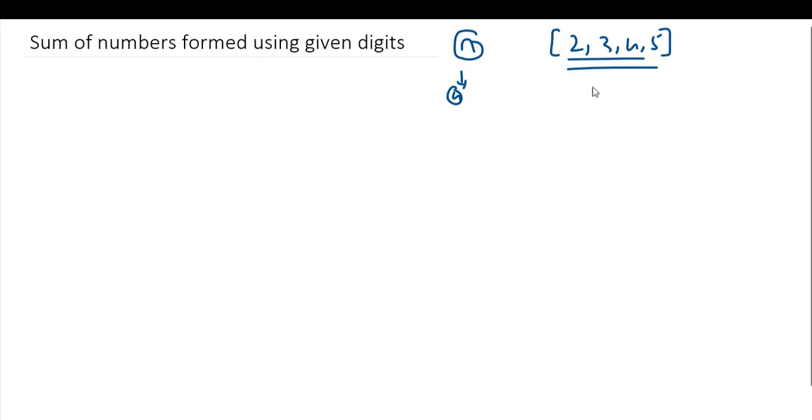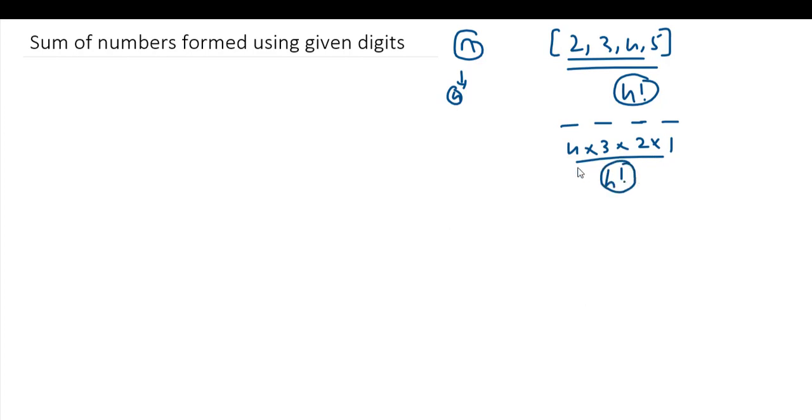Since there are 4 digits, these 4 digits need to be arranged in 4 places in order to form a 4-digit number. So this can be done in 4 factorial ways. How? For the first digit you will have 4 choices. You can take any of these 2, 3, 4, 5. Now if you have taken any one number here, for the next place you will be left with only 3 choices, and then for the next place you will be left with 2 choices, and then for the last place you will be left with only 1 choice. So the total number of numbers that can be formed will be given by the product of all these numbers, which is nothing but 4 factorial. So the number of n-digit numbers that can be formed using those n digits is given by n factorial.